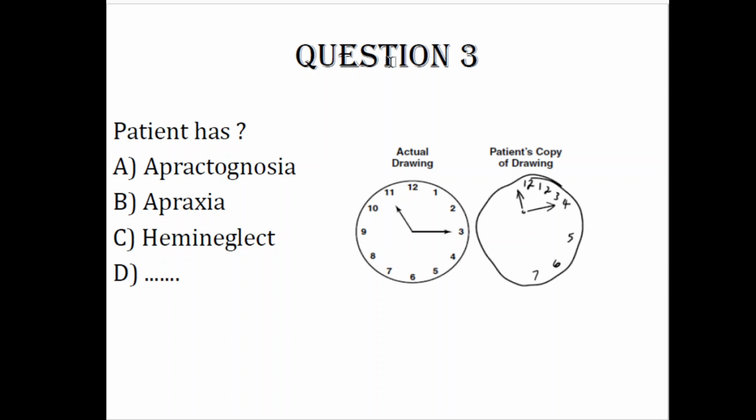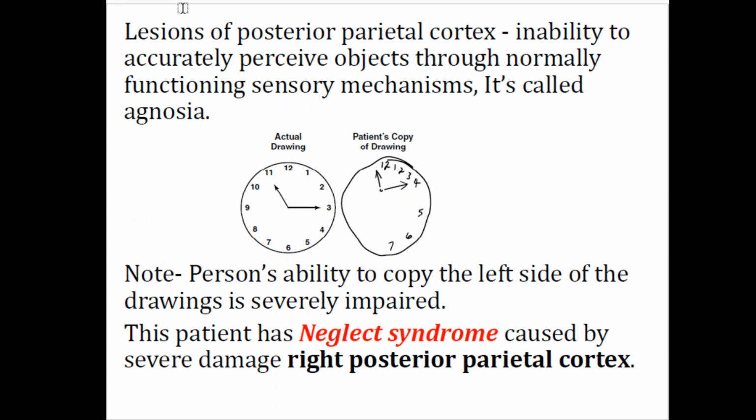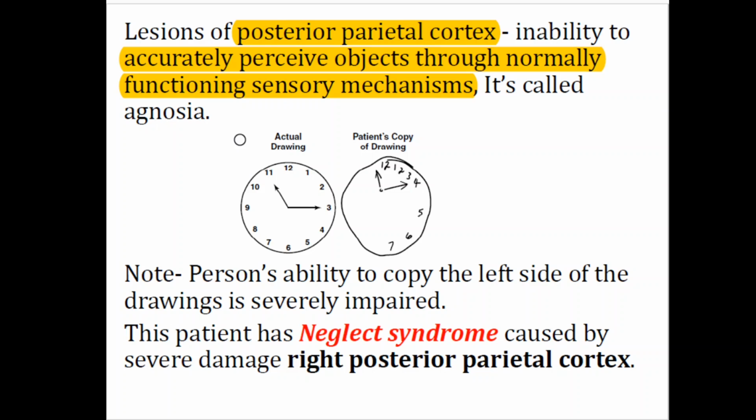Question number 3. The patient was told to draw like this. This is the actual drawing, and the patient has drawn like this. This is the patient's copy of the drawing. So let's see what this patient's condition is. See, whenever there are lesions of the posterior parietal cortex, the person is unable to accurately perceive objects through normal functioning sensory mechanisms. His sensory mechanism is impaired, and this is called agnosia.